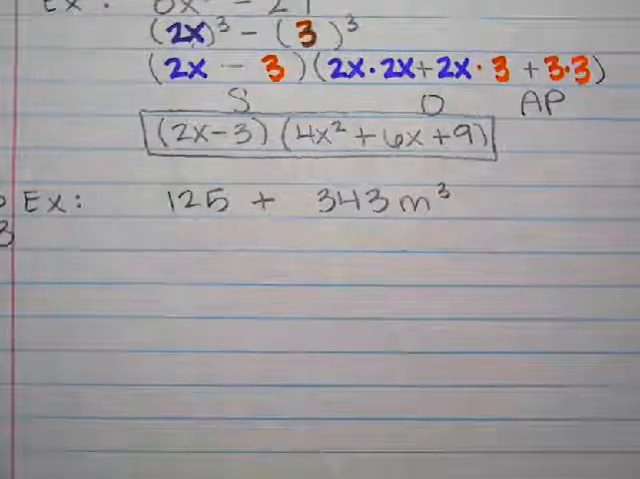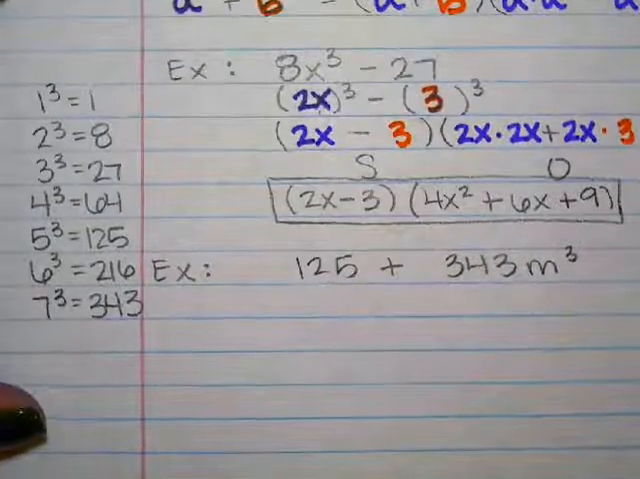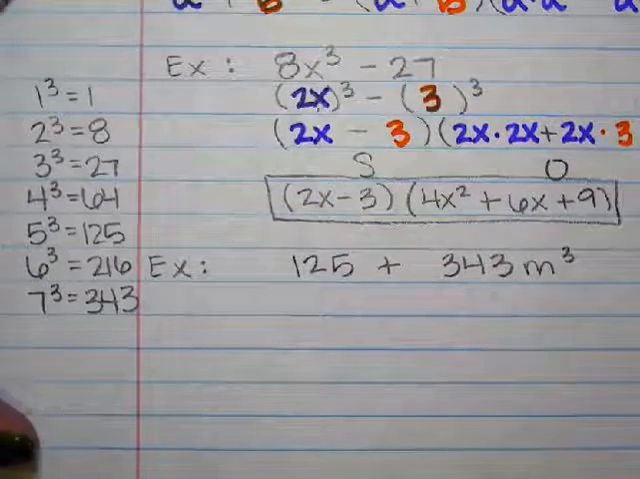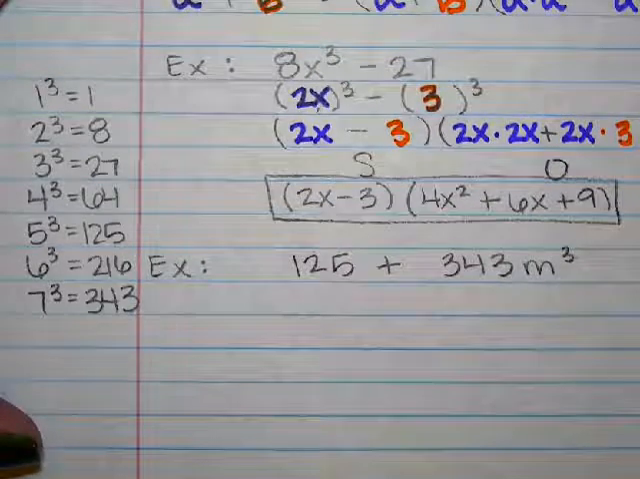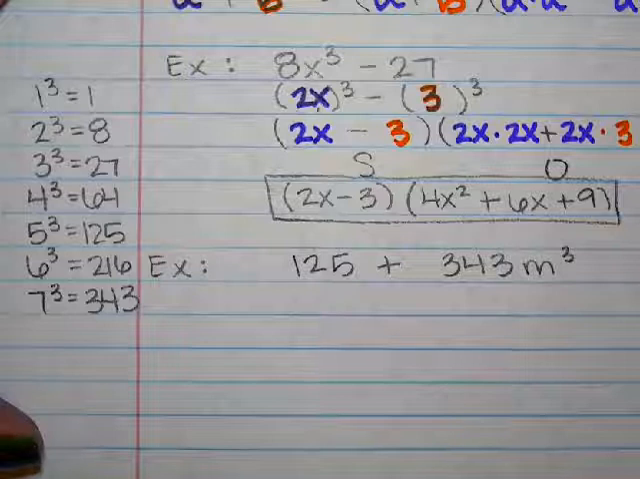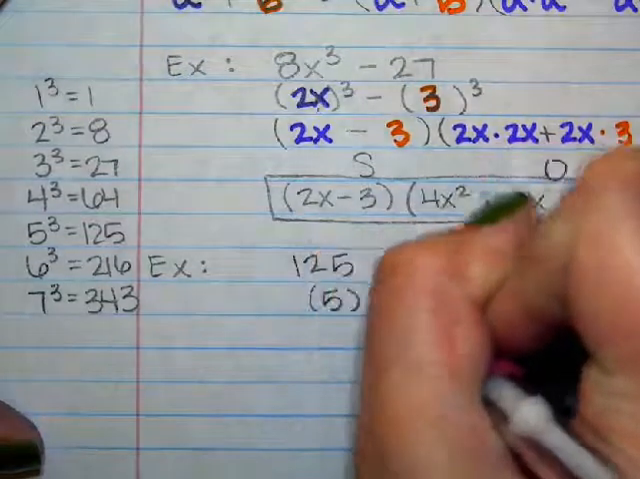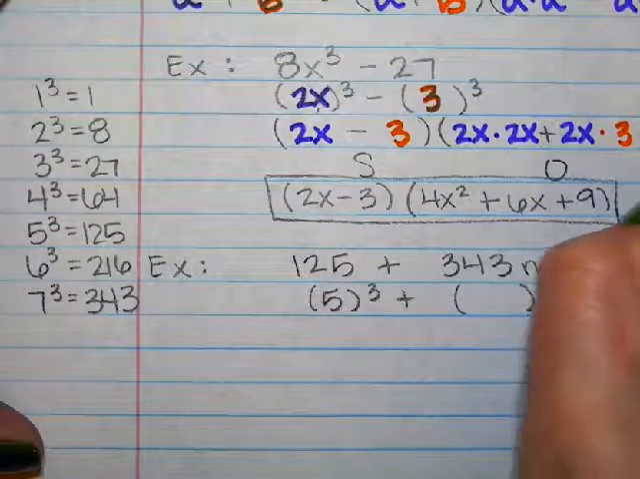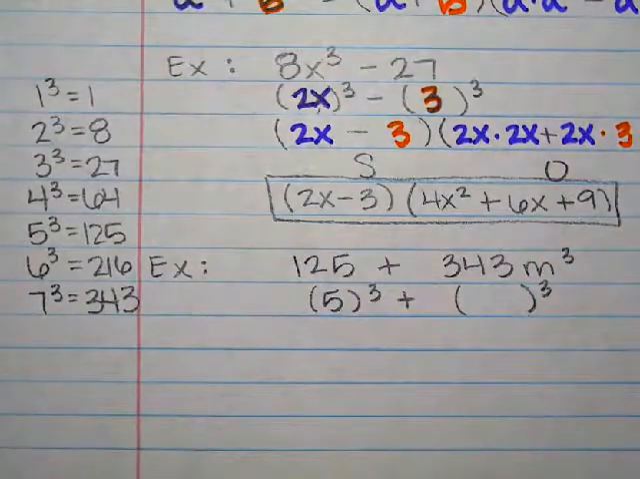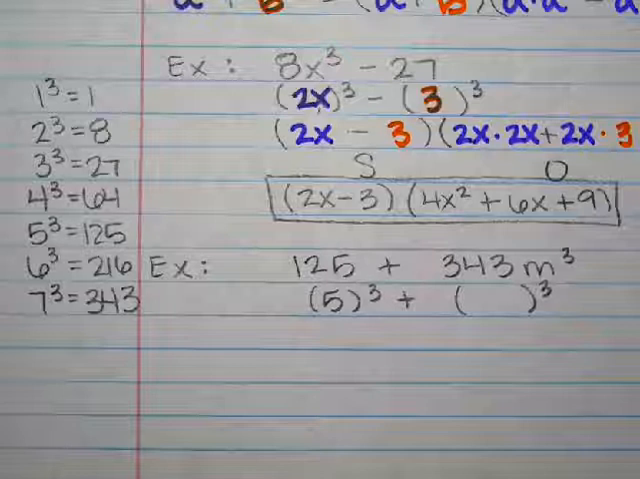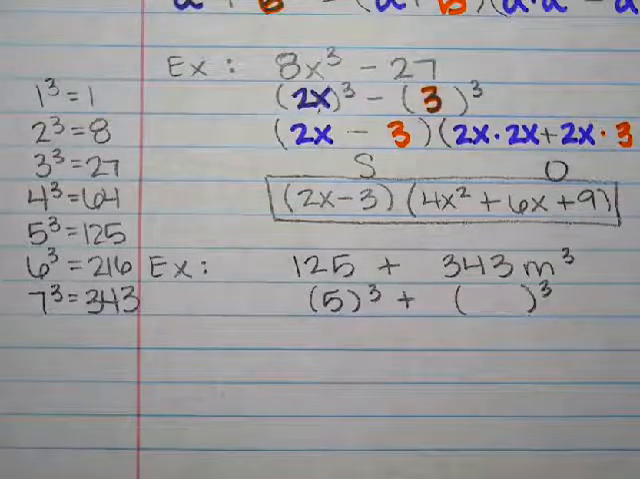Let's look at our numbers over here. How should the 125 be rewritten? 5 to the third. Okay. Plus. Okay. 343m cubed. How should that be rewritten? 7m to the third. Okay.